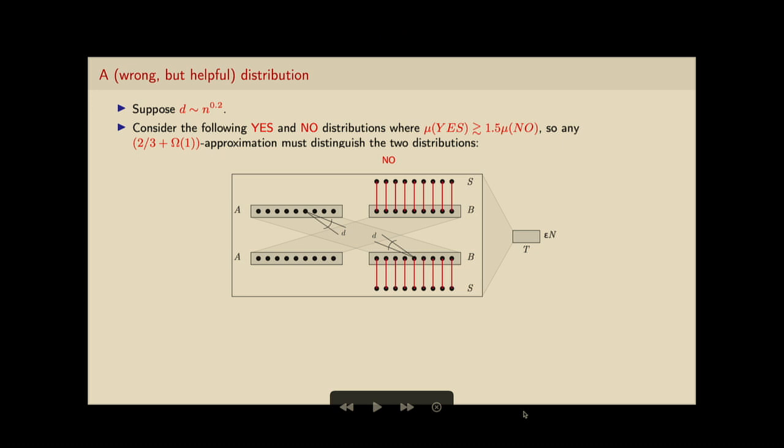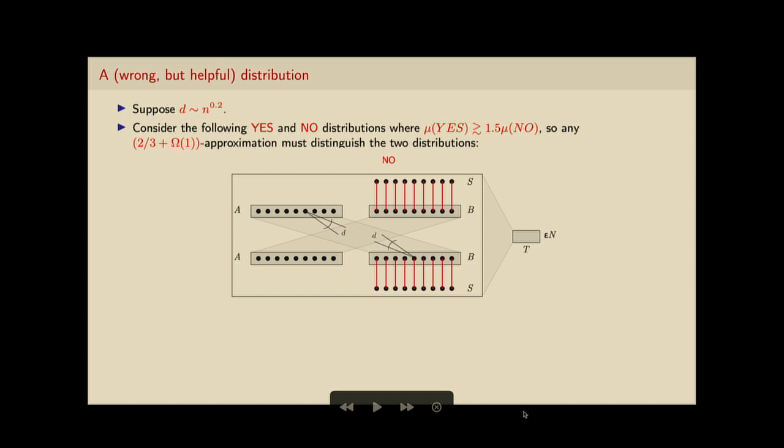One is a no distribution where the matching is small, and I'm going to give a yes distribution where the matching is large. If you give a better than 2/3 approximation, you have to distinguish these two. So this is the no distribution. The red edges here pretty much form almost a maximum matching. The singleton vertices S don't have any choice other than getting matched to B, so let's just match them to B. And the A vertices have no neighbors to get matched to.